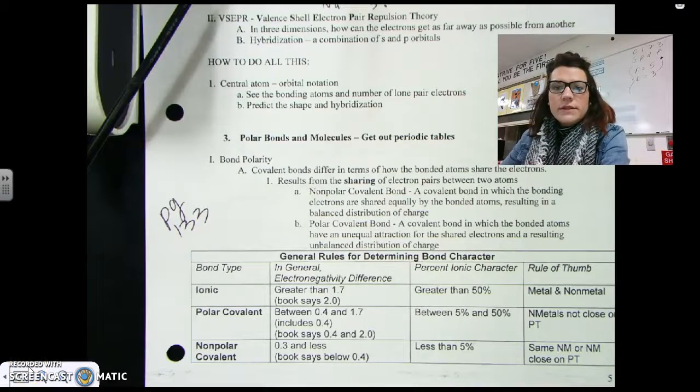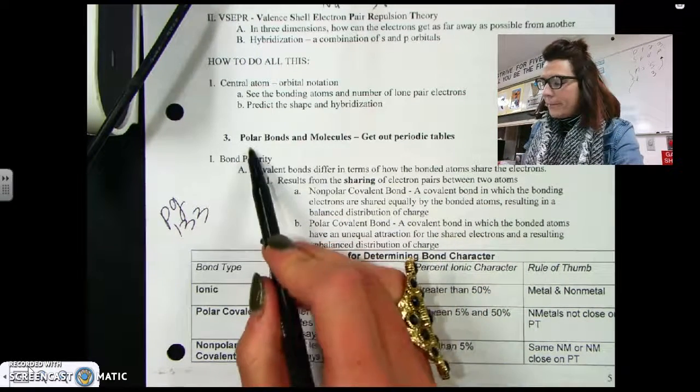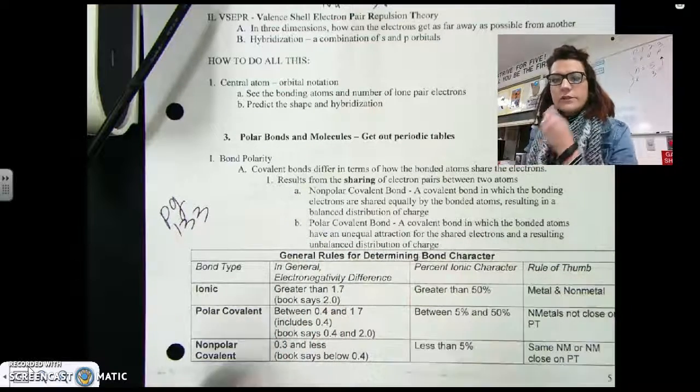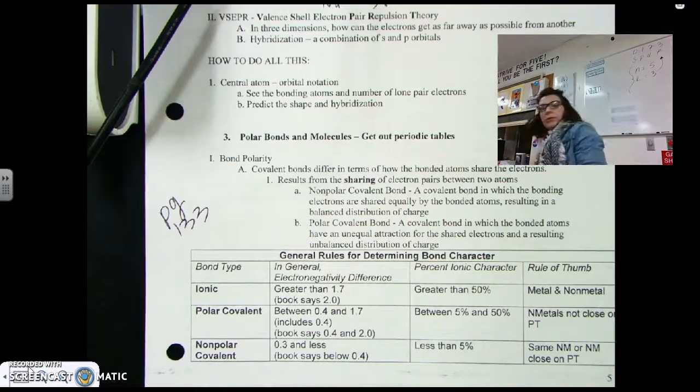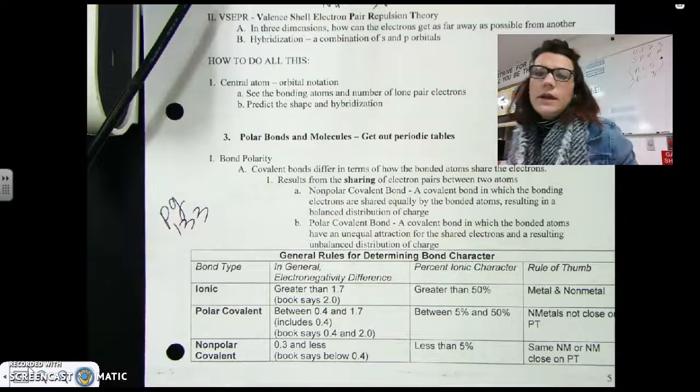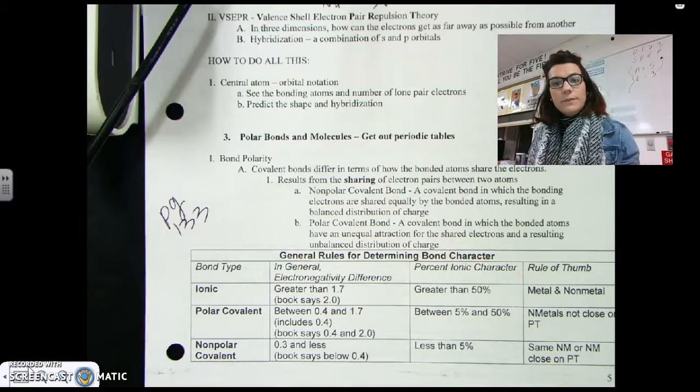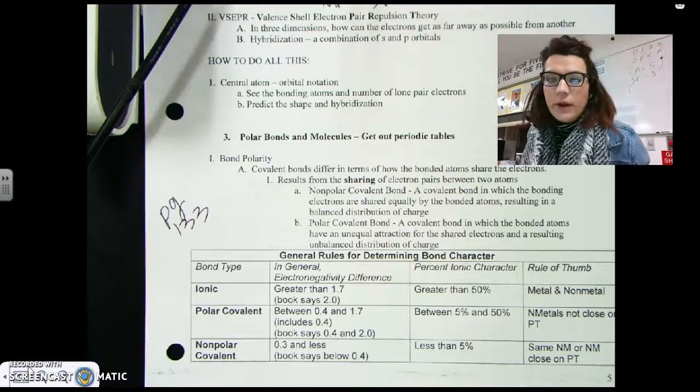Okay, so this is going to be our second to last topic that we're going to talk about with bonding, specifically covalent bonding, and that's going to be polar bonds and molecules. Okay, so we're going to be using periodic tables to figure out whether things are going to be polar or non-polar. Okay, so let's talk about something really quick.